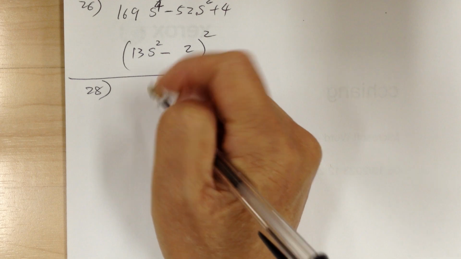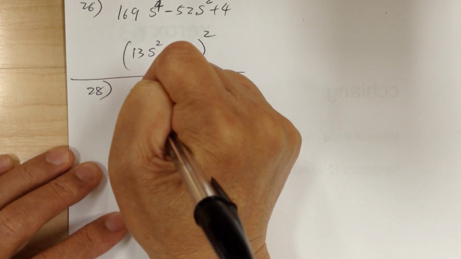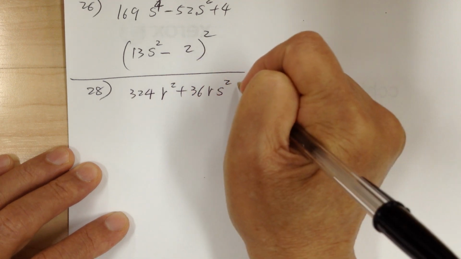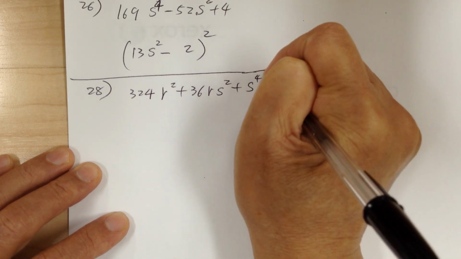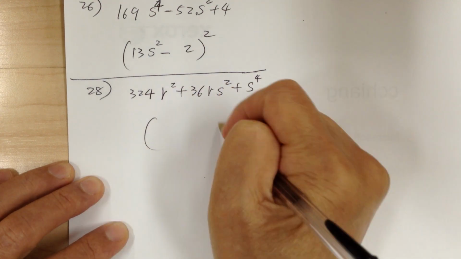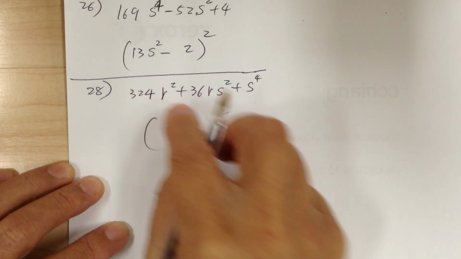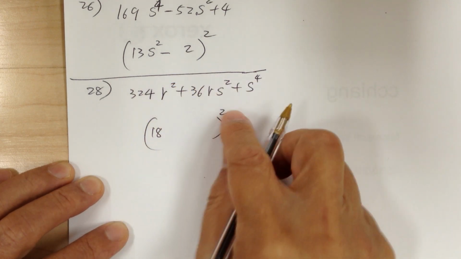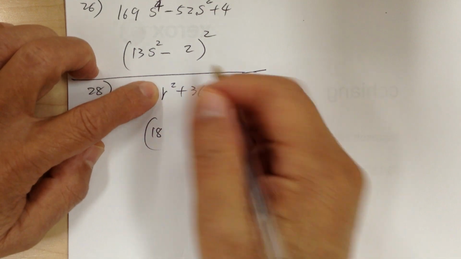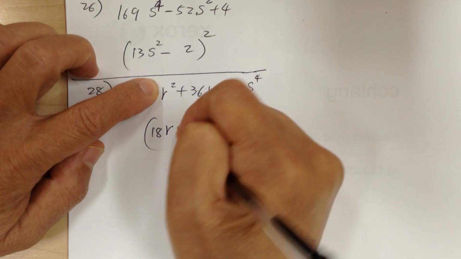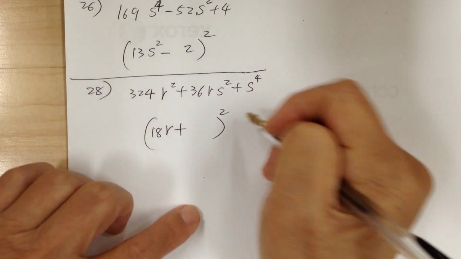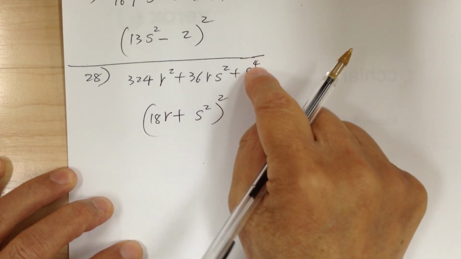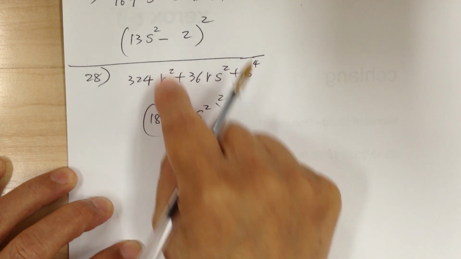Okay, 28. You've got 324 r squared plus 36 r s squared plus s to the 4. You can take the square root of 324, and it will give you 18. So 18 squared gives you 324. To get r squared, you need r over here, and you get plus. To get s to the 4, you need s squared. So you can use this to get this, this to get this, and this to get this.